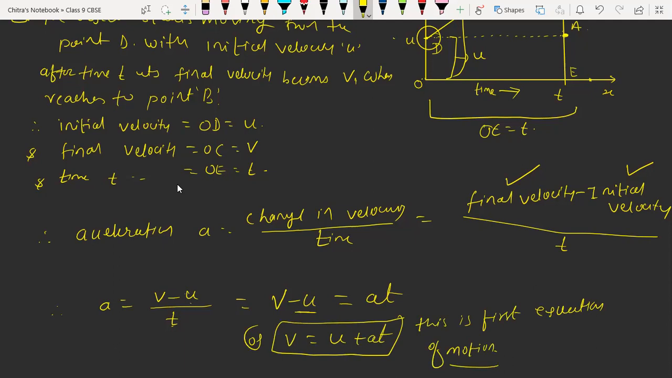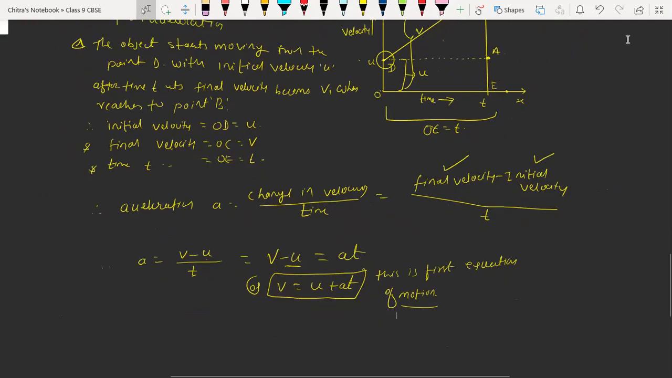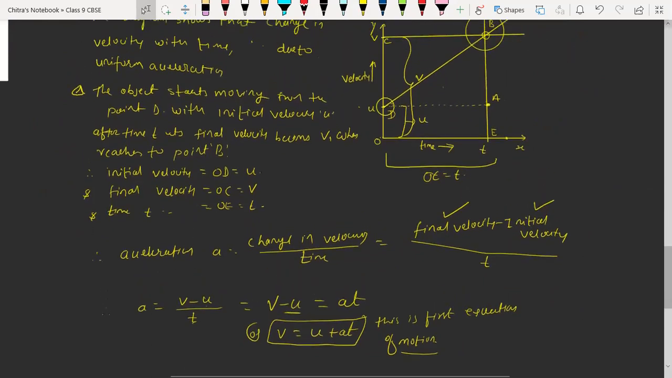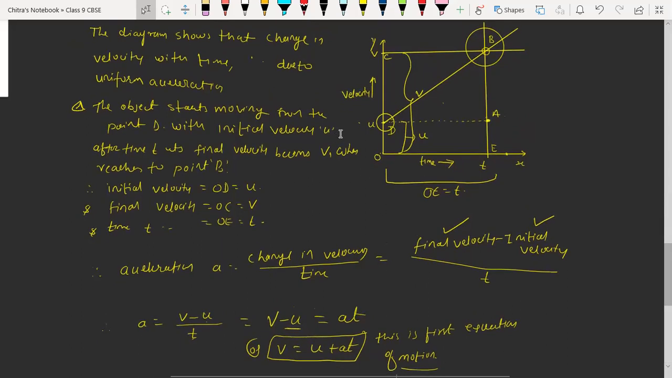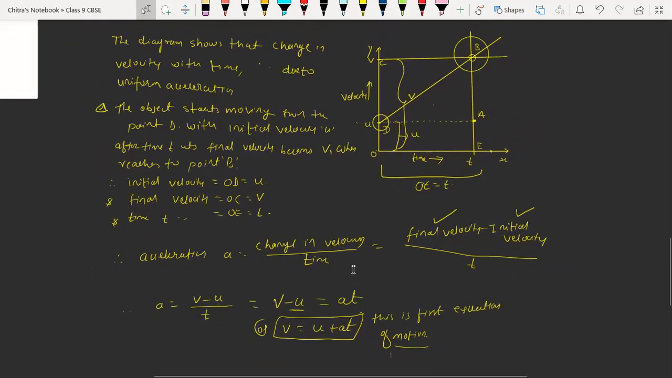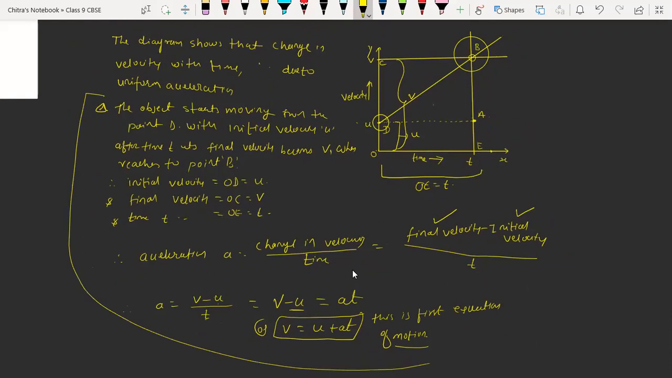That graph is only to understand how the object changes its velocity. I want you to take a screenshot of that. Any doubt here? That part will help you understand how to derive the first equation of motion.